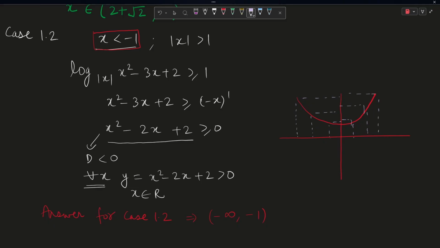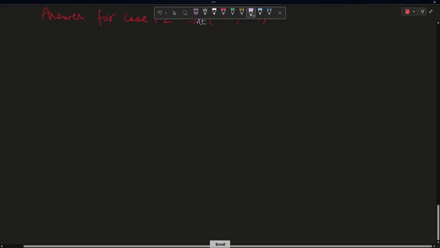It will give the value of y, and all the values of y will be positive, and that's all which is stated in this inequality. So this is true for all values of x, or we can say, for all real numbers. And we have to take the intersection with the condition x less than minus 1 and x belongs to real numbers. So our intersection will come as x less than minus 1, which is nothing but x belonging to minus infinity to minus 1, right? This is for case 1.